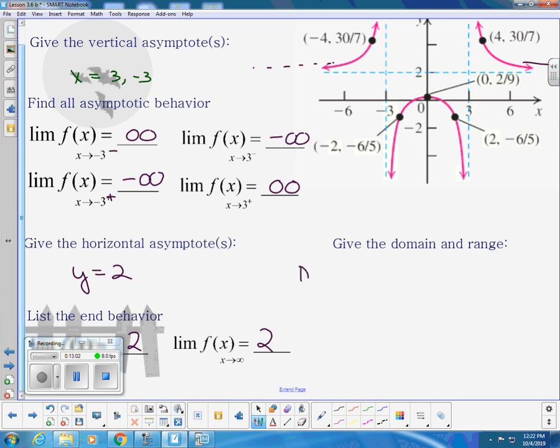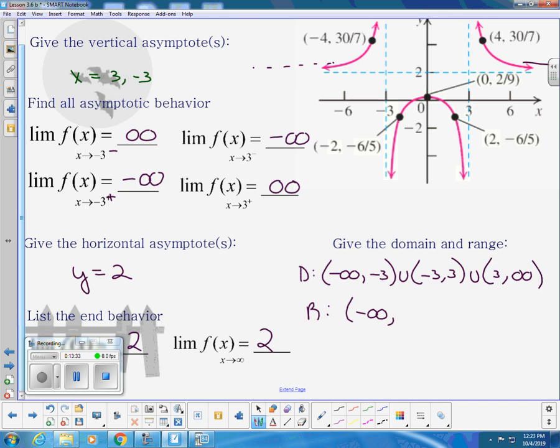What's my domain? Furthest left it goes is... and it jumps at negative 3. 3, and then it jumps 3 to infinity. Very good. What's the range? Negative infinity to where? Oh, to 0. No, it's 2.